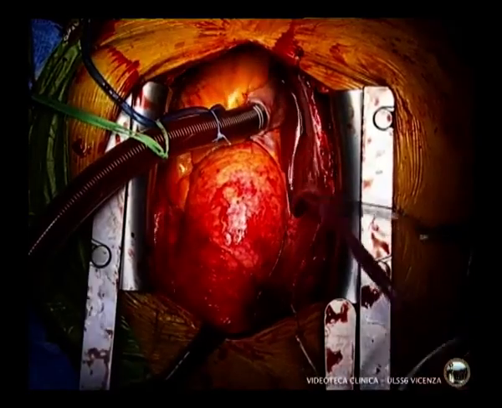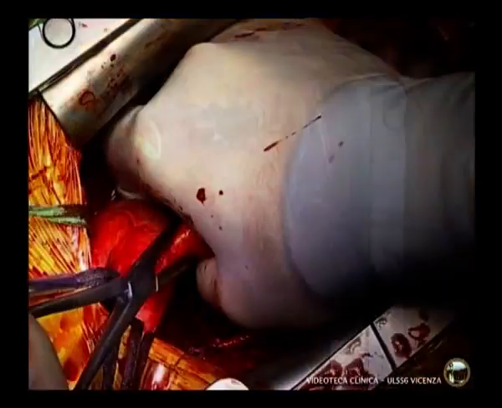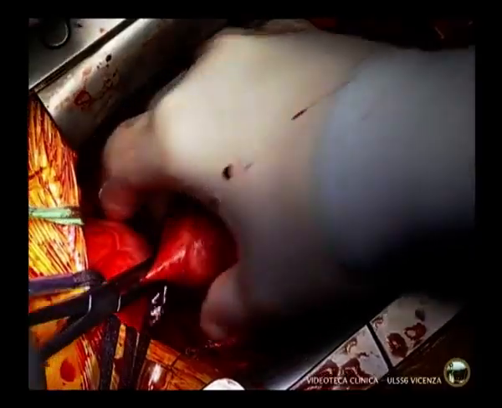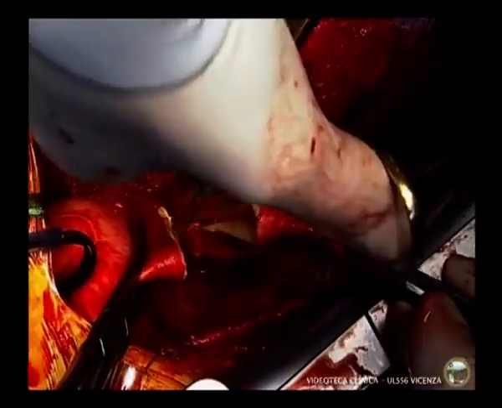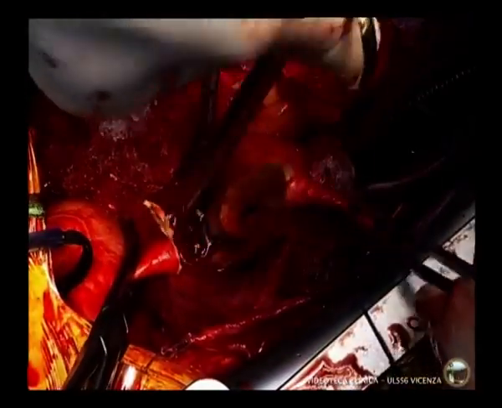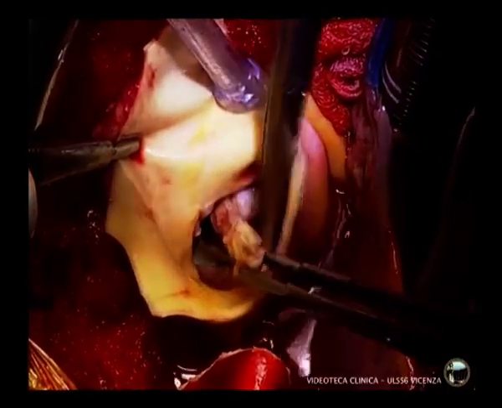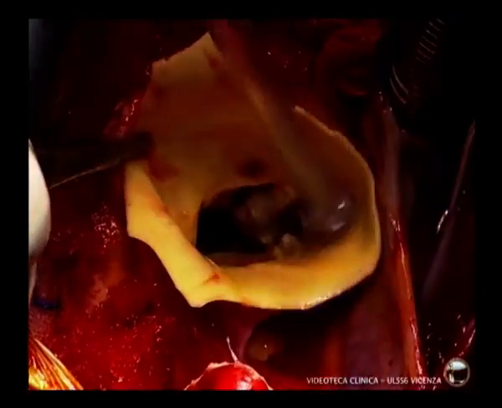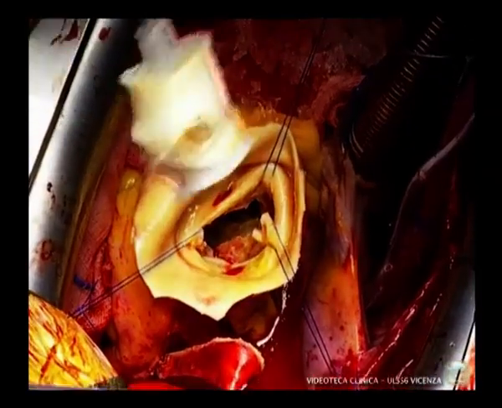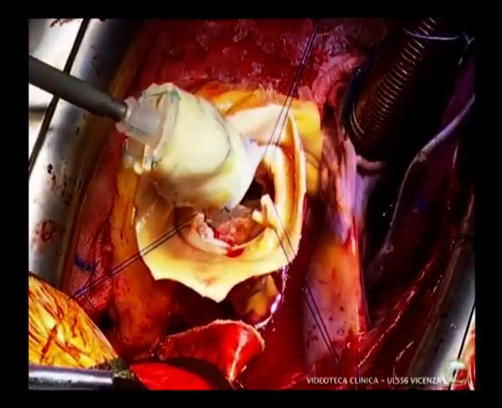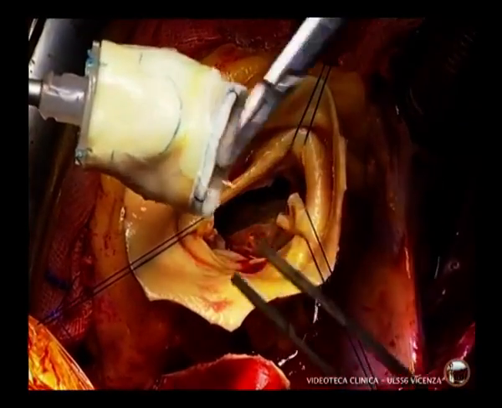Cardiopulmonary bypass begins. Aortic cross-clamping, infusion of the retrograde cardioplegia. Resection of the ascending aorta and of the aortic valve. Decalcification of the aortic annulus and implementation of the stentless aortic valve Edwards Prima Plus with the inclusion technique.